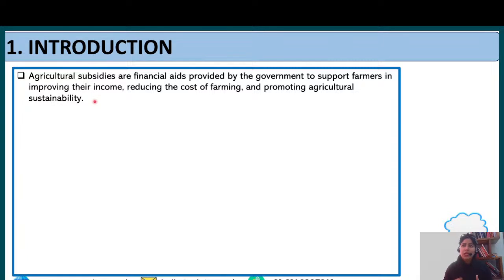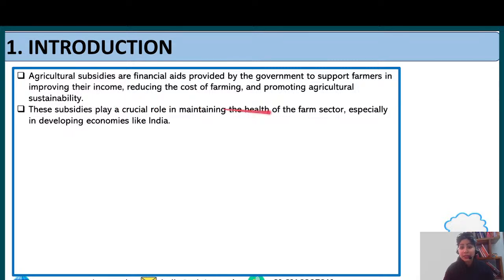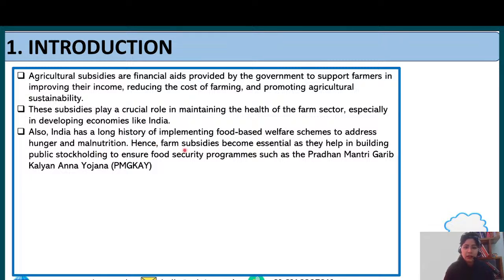You can talk about subsidized urea here, or subsidy that is given for fertilizers, electricity, water, anything like that, that makes agriculture more profitable and decreases the issues for farmers in producing food grains. So these subsidies play a crucial role in maintaining the health of the farm sector, especially in developing economies like India. Thirdly, India has a long history of implementing food-based welfare schemes to address hunger and malnutrition. Hence, farm subsidies become essential because we want production of more food grains to tackle the issue of hunger and malnutrition.